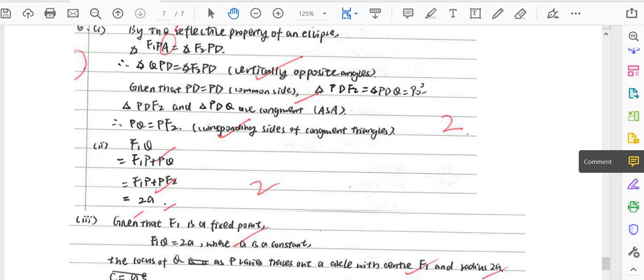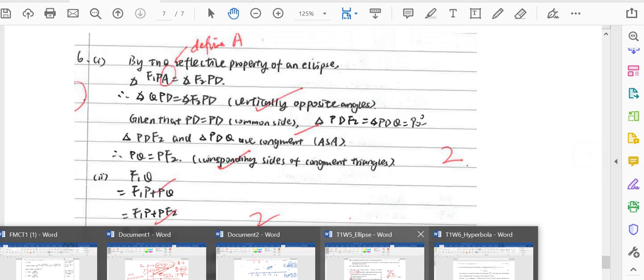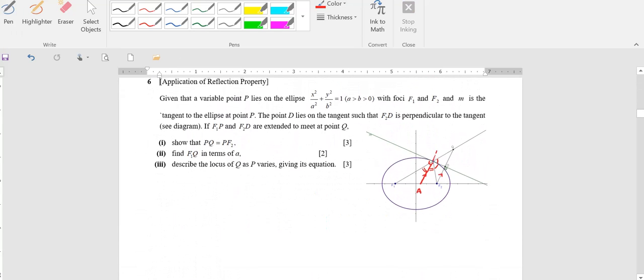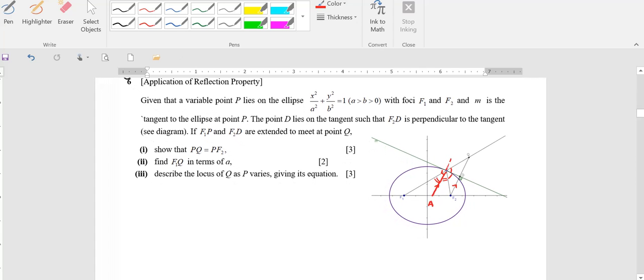Okay, the last question. I have given this one as C-Tian's solution. You can take a look at this and try to understand the solution. F1P is extended to meet the point Q. That's a bigger picture. Show that PQ is equal to PF2.